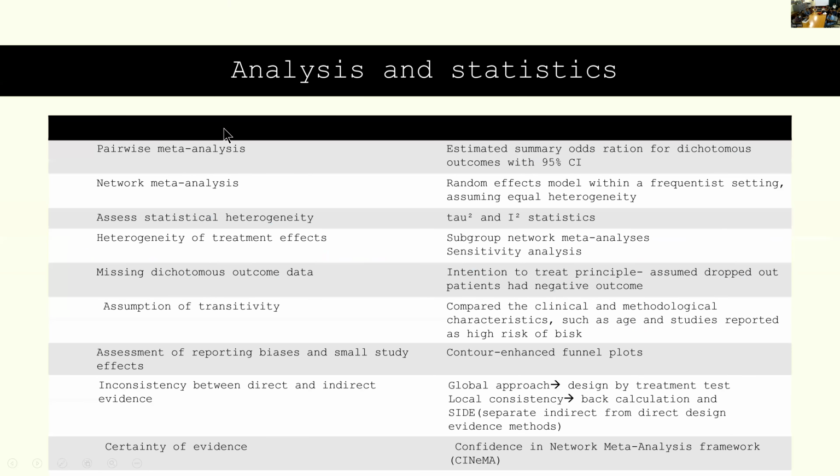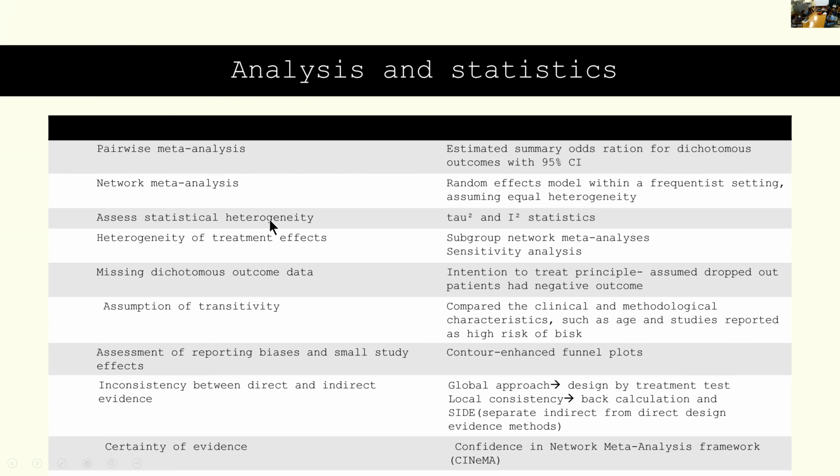Now, before we move on to the third domain, which is basically statistical analysis, I just thought I'll give you an overview of all the statistics we have included in this trial. So first, for pairwise meta-analysis, they have estimated the summary odds ratio for dichotomous outcomes with 95% confidence interval. Then for the network meta-analysis, they have used a random effects model within a frequentist setting, assuming equal heterogeneity. The other method they can use is probably a Bayesian model. Here they have used a frequentist model.